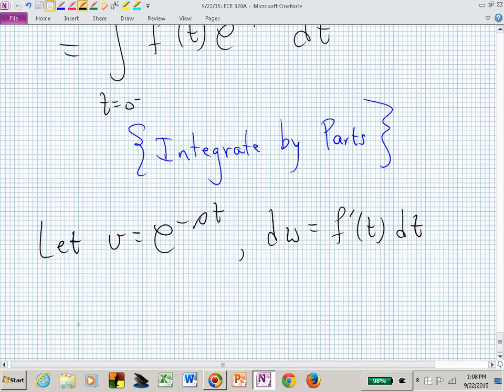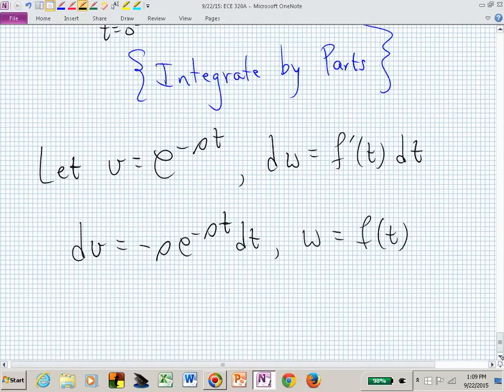What is dV? What's the differential of e to the minus st? Or what's the derivative, and then we'll multiply both by dt? Everybody heard that, right? It's minus s e to the minus st dt. That's the differential of V. What's W? All I have to do is say integration by parts and the whole class parts, right? This is f of t.